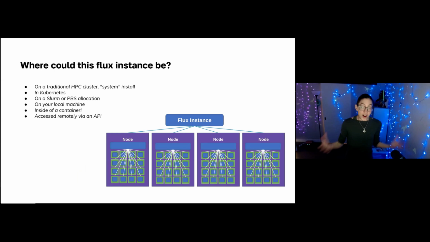Okay, so where could this Flux instance be? We've talked about this too. It could be on a traditional HPC cluster, a system install. It could be in Kubernetes, with the Flux Operator. It could be run under Slurm or a PBS allocation. It can be run on your local machine in a container.